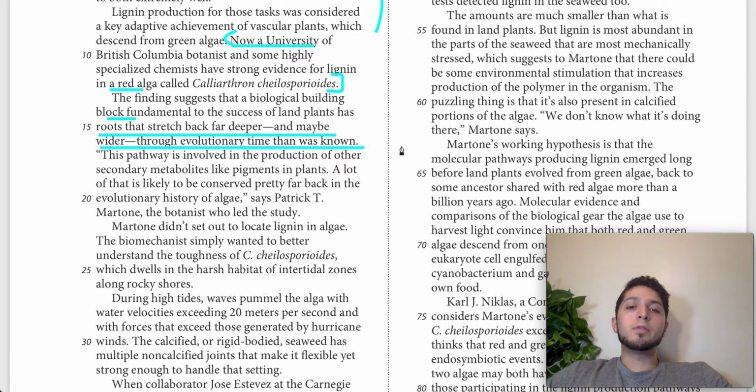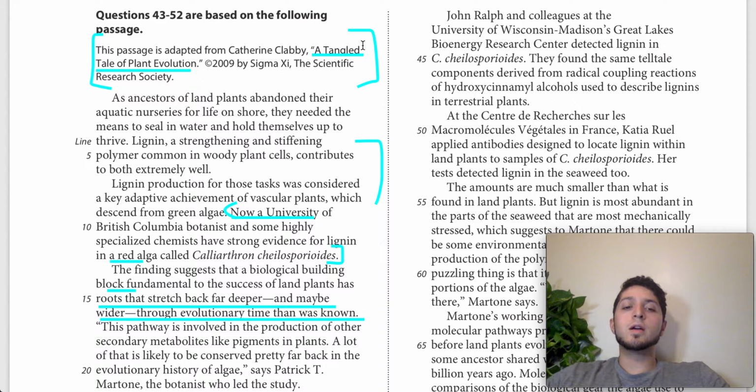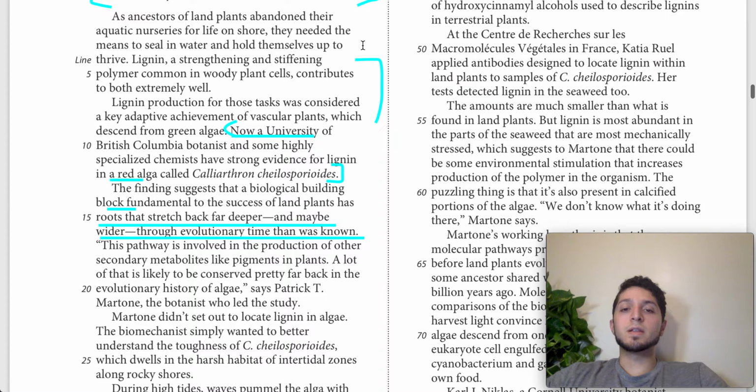But still, we haven't read too much, and I think we can be pretty confident taking the title of the passage, plus the introduction, plus this little claim here in the third paragraph, to say that the point of this passage is to look at lignin, look at the evolution of lignin, and to consider this study that says the evolutionary roots are actually a lot deeper than was previously thought.